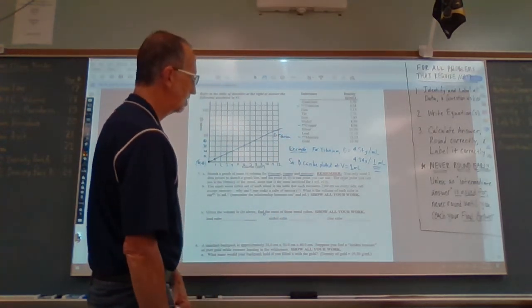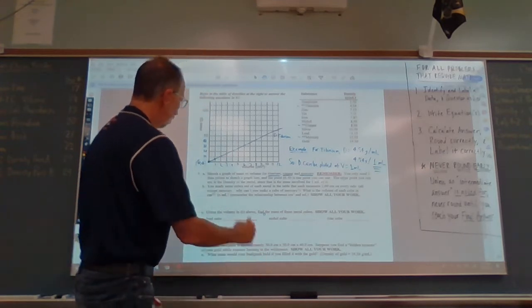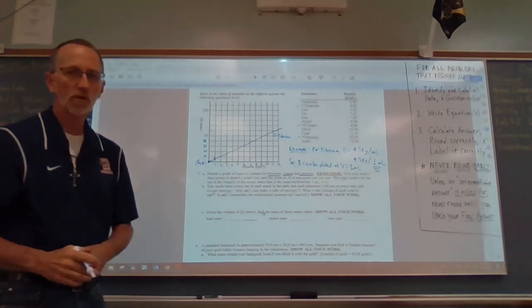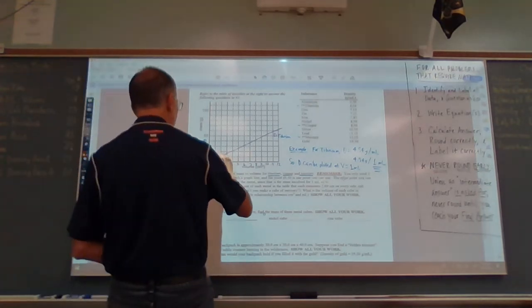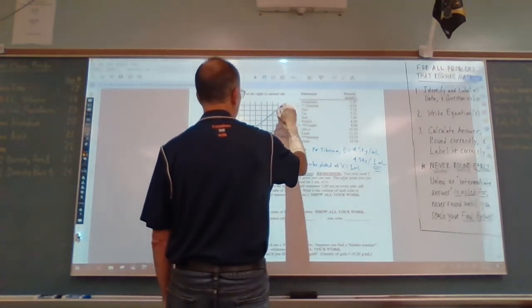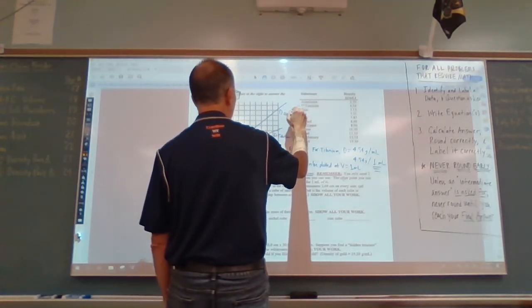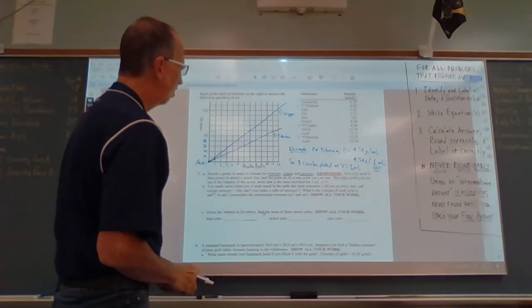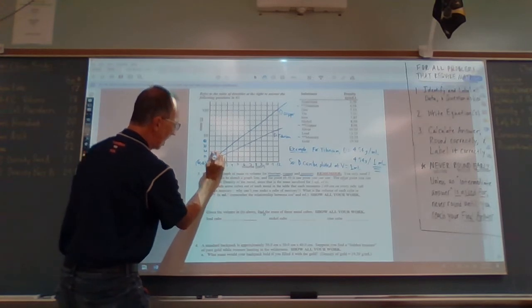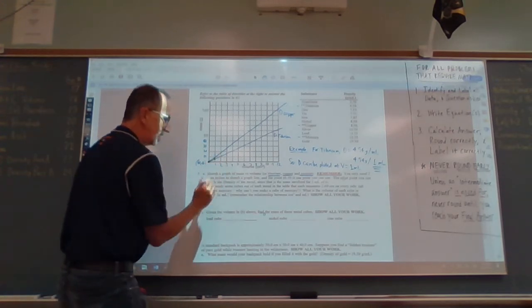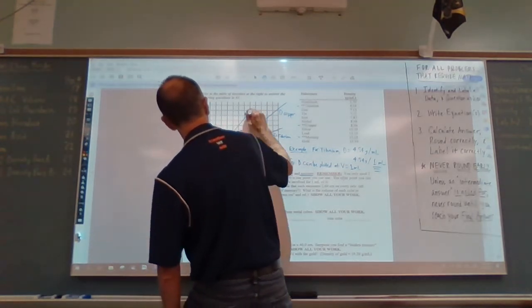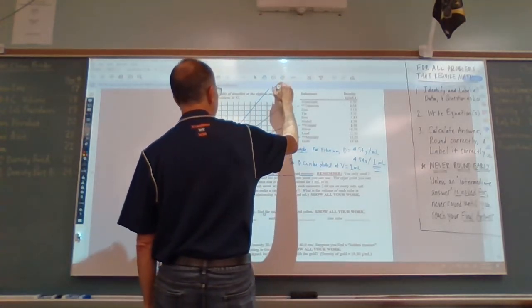Copper, 8.96 grams per ml. So at 1 ml, we have close to 10 grams. There you go. There's the density of copper. And then mercury, 13.55. So again, at 1 ml, now we're up to, well, between 10 and 20, not quite halfway. And so there you go. There's the density of mercury right there.